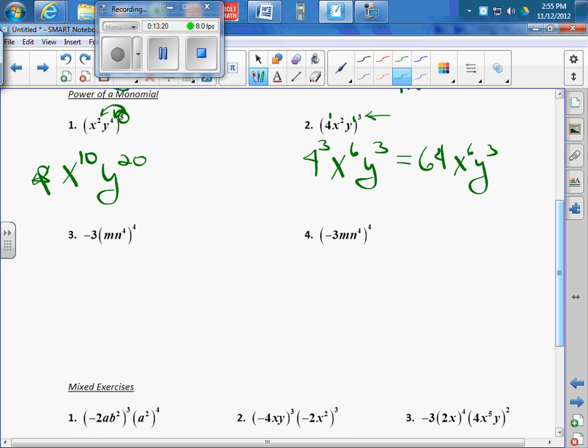In number 3, the negative 3 here is not being raised to the fourth power. Bring down the negative 3. Every number inside the parentheses has an exponent. That's m to the first power. 4 times 1 is 4, m to the fourth. N to the fourth inside the parentheses, that 4 gets multiplied by the 4 inside, n to the 16th power. Your final answer, negative 3, m to the fourth, n to the 16th.